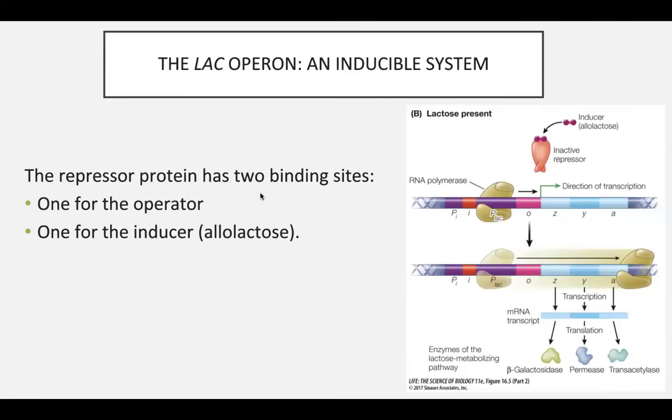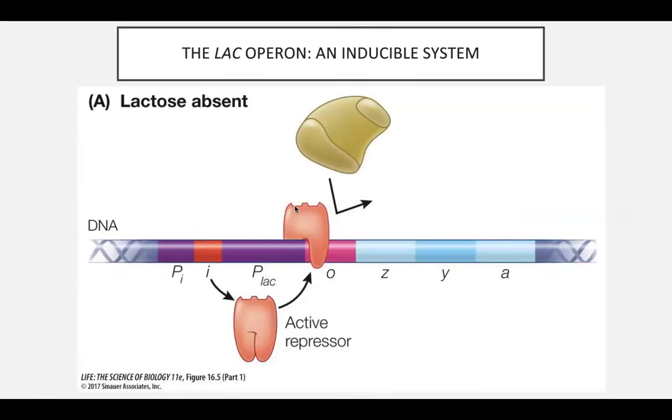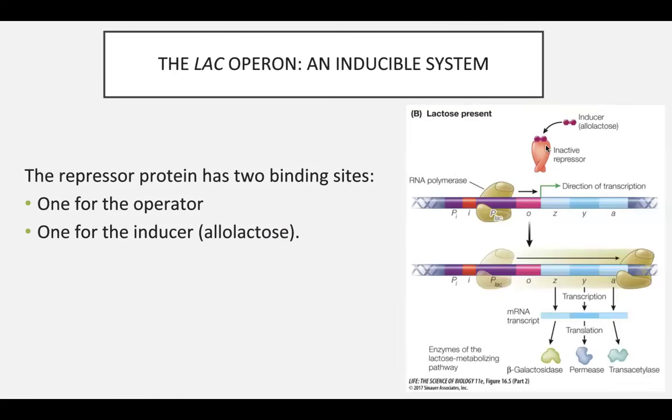The repressor protein itself has two binding sites, one for the operator and one for the inducer. When there is a lot of lactose in the environment, an inducer known as allolactose can bind to the repressor. Here, these are the two binding sites. Typically the repressor binds to the operator because nothing is bound to the other site. But once the inducer comes in and binds, the repressor becomes inactive. It separates from the lac operon so that RNA polymerase can come in and transcribe, and eventually translate, all three genes required to metabolize lactose.